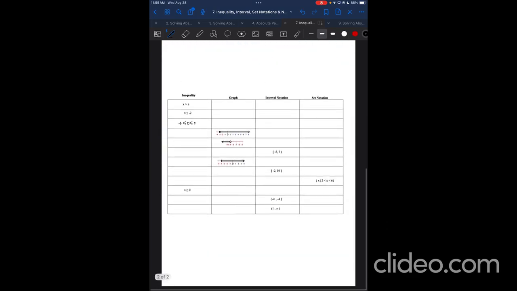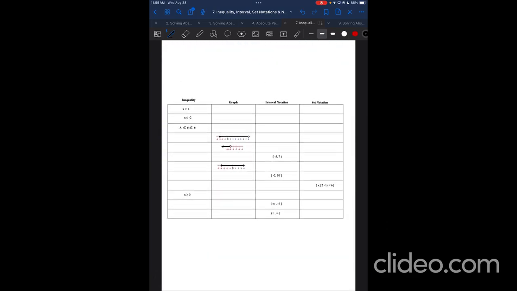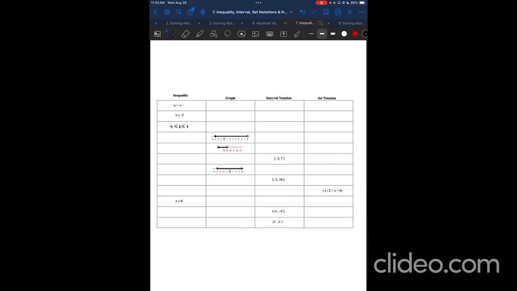The back is just a bunch of examples, so I'm going to go through these pretty quickly. This is what your assignment looks like. So you're going to be given one of the 4 here, and you have to figure out the other ones.